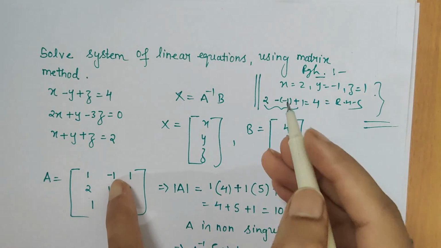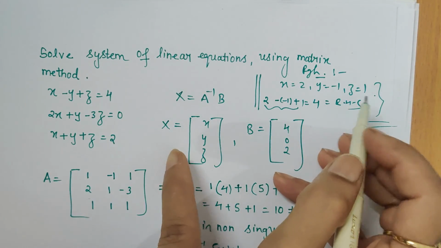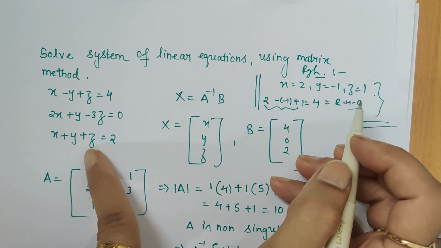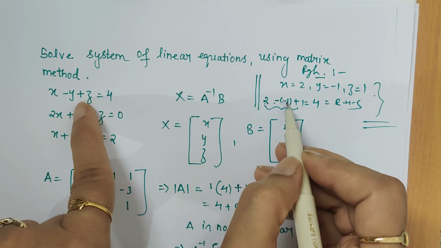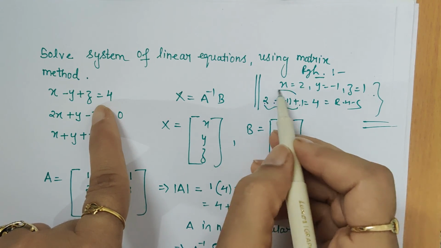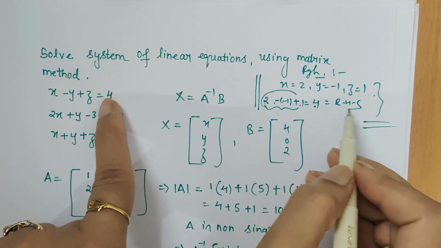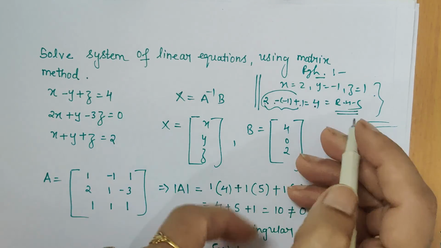The values obtained for x, y and z can also be checked by putting them in any of the equations. When I put them in the first equation, x is equal to 2, minus y is equal to minus 1, plus 1, what I get is 4, which is equal to the RHS. Hence the solution obtained is correct.